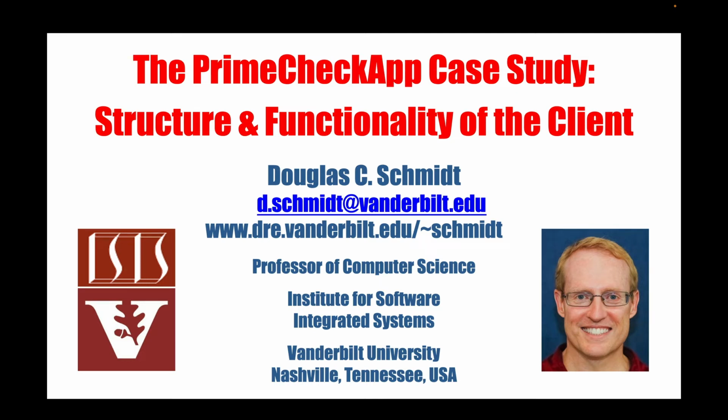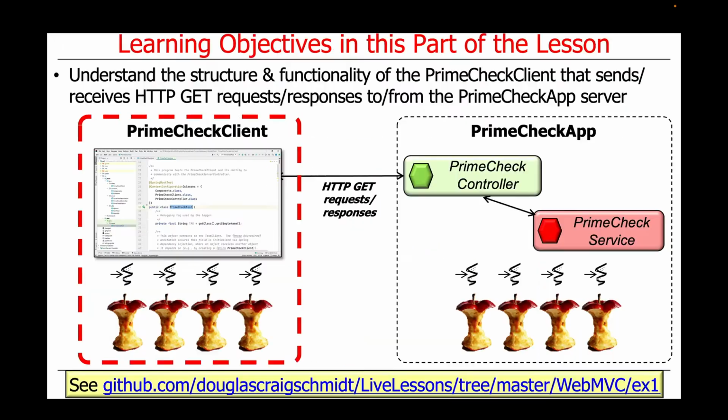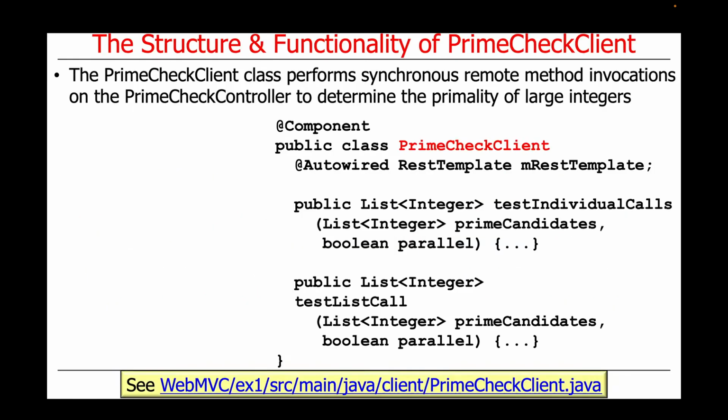So it's now time to turn our attention to the client side of the PrimeCheckApp case study. In particular, in this part of the lesson, we're going to describe the structure and functionality of the PrimeCheckClient that sends and receives HTTP GET requests and responses to and from the PrimeCheckApp server, in particular the PrimeCheck controller and PrimeCheck service that we talked about recently.